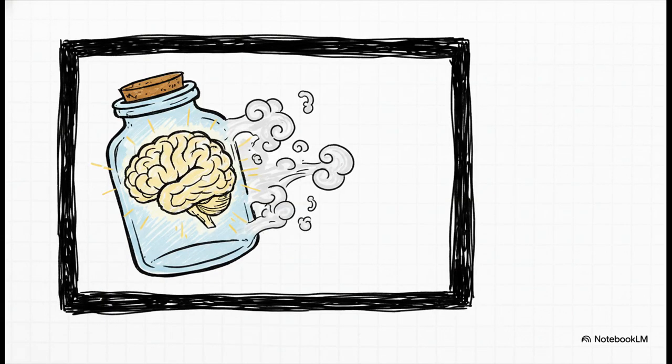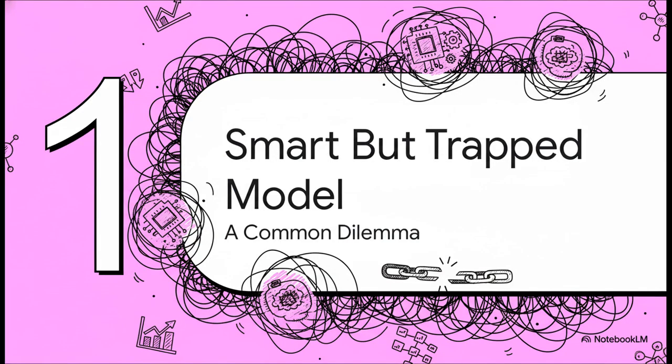Because here's the reality. Right now, that incredible model you built, it's got a huge problem. It's brilliant, yeah, but it's completely trapped. It only exists in your current session. The moment you close that laptop or shut down that script, poof, all that training, all that intelligence, it's just gone. And that's what we're going to call our first big idea here, the smart but trapped model.